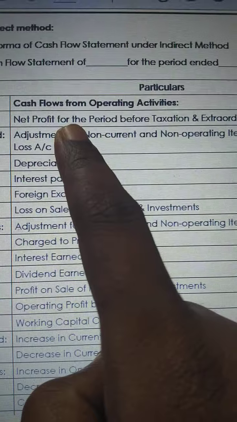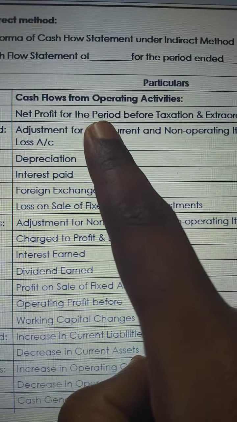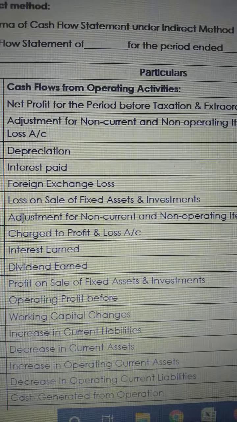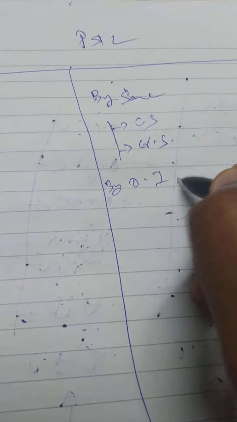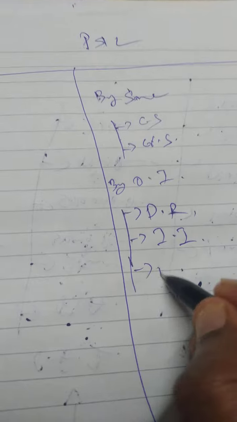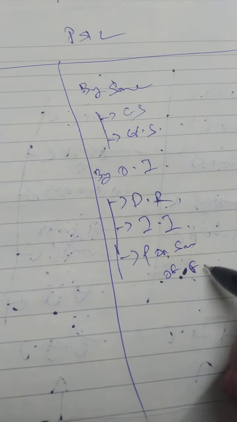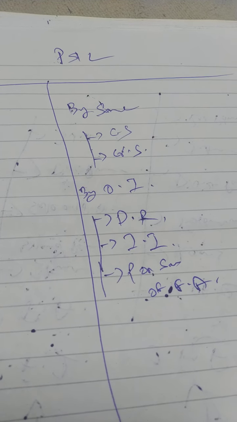This net profit also includes financing activity items and investment activity items. How are they included? Because net profit is arrived at from the P&L account. I will show you an example. Just take this P&L as an example. Generally, what are the items you have in the P&L? Sales. Under sales you have two items, cash sales and credit sales. Then what else? Other income. What are the income items? Dividend received, interest income, profit on sale of fixed assets. Like this you have many other income items.